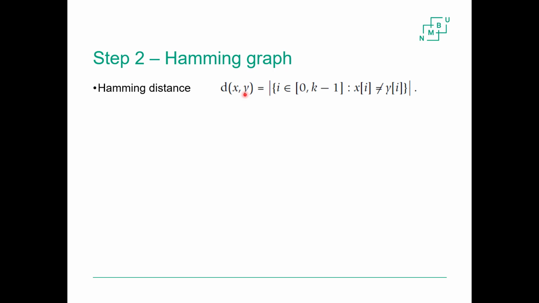Count them. So the Hamming distance is always an integer. If they are identical to each other, the distance is 0. There are no positions with a difference, right? If there is a difference in one position, then the distance is 1. And so on. 2, 3, 4. You can have up to k differences, right? Since these are k-mers. If all positions are different, then the Hamming distance is k.